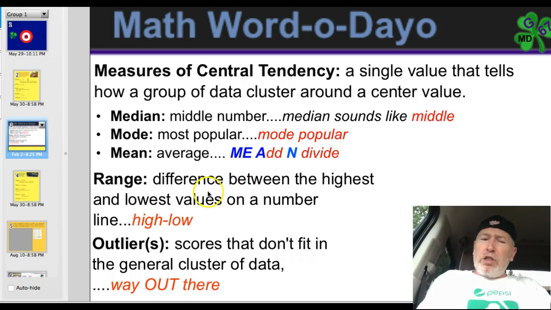Okay, and then I also put in range. Range is that difference between the highest and low value. We talked about that. That's the high minus low. And the outliers are those scores that are way out there. They don't really fit with the general cluster of data. So let's take a look at another one.